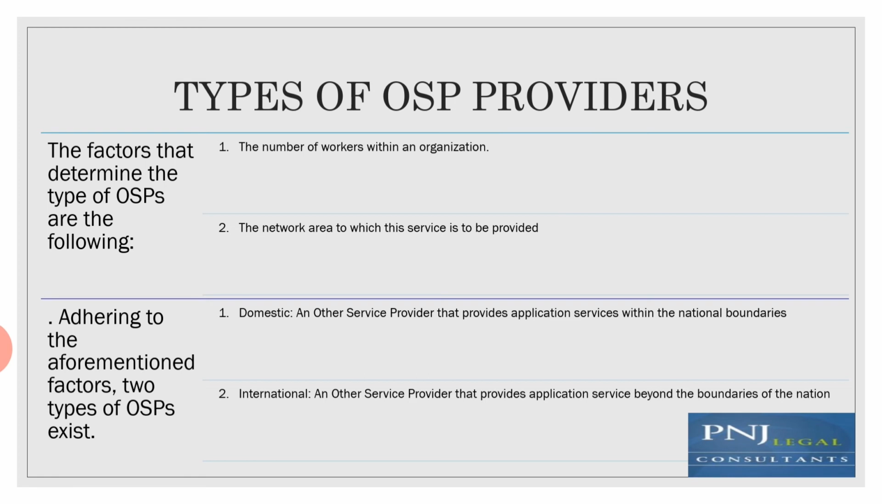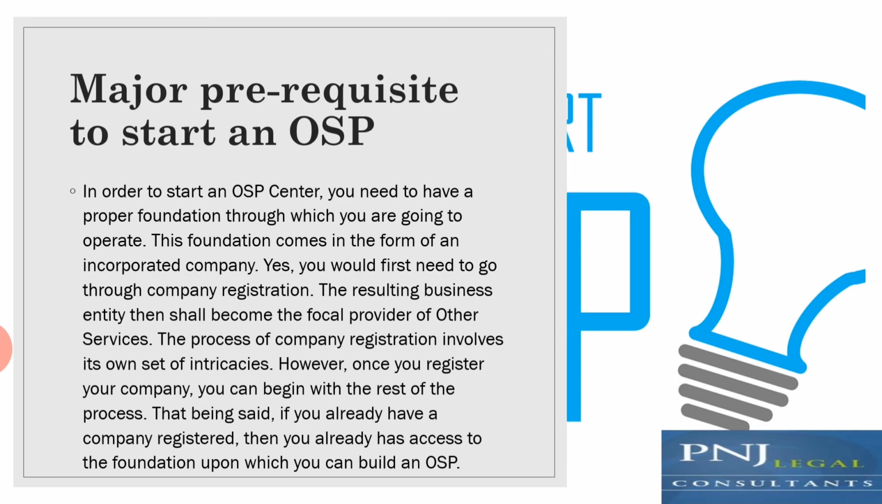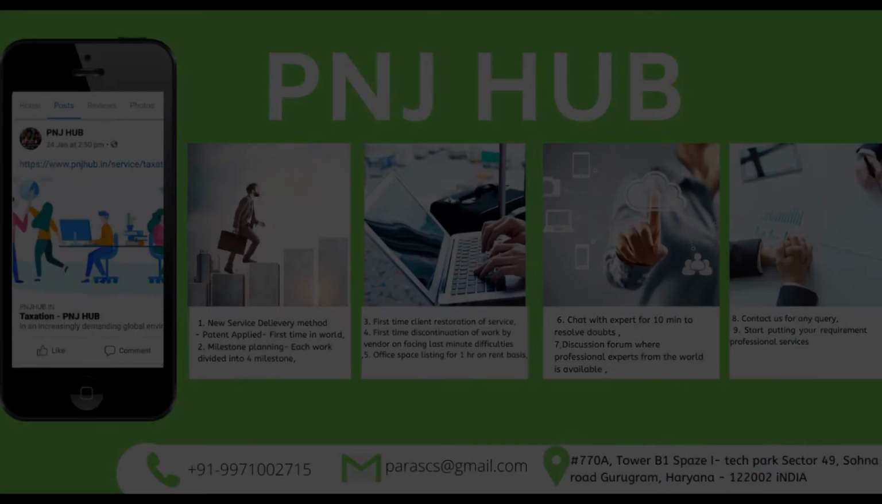How to obtain an OSP license? To obtain the OSP license, you need to follow these steps. 1. Gather and collate the documents in a proper fashion. 2. Apply for OSP registration online or offline by attaching the required documents along with the associated fees. 3. After a special scrutinized examination, you are going to get the license. The entire process takes around 45 to 60 days. Now let us dive deeper into this process.